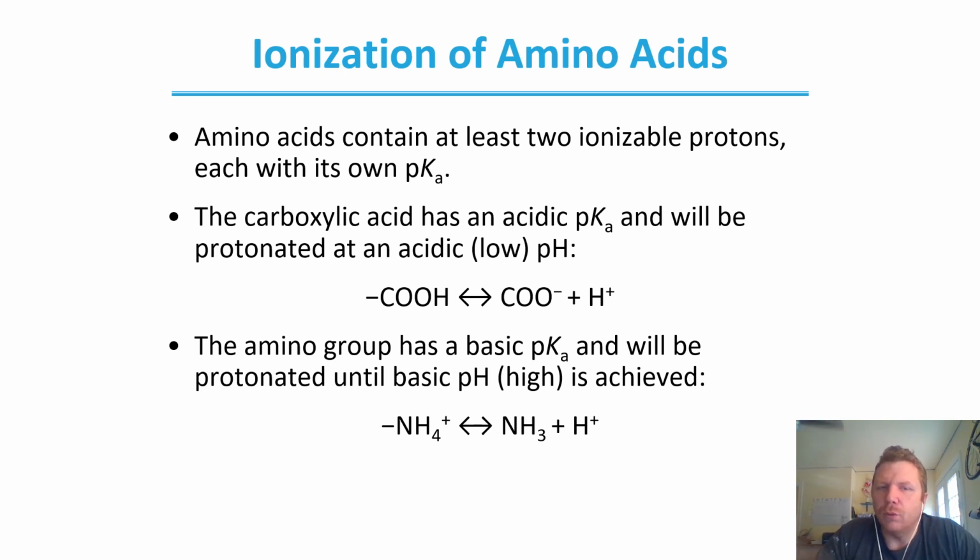Now, those two ionizable groups have their own pKa values. The carboxylic acid has an acidic pKa, so you should think about this as being fairly low. And then the amino group has a basic pKa and will be protonated until you're at a higher pKa or pH. So whenever the pH goes up to say something like 13, that amino group is going to become deprotonated.